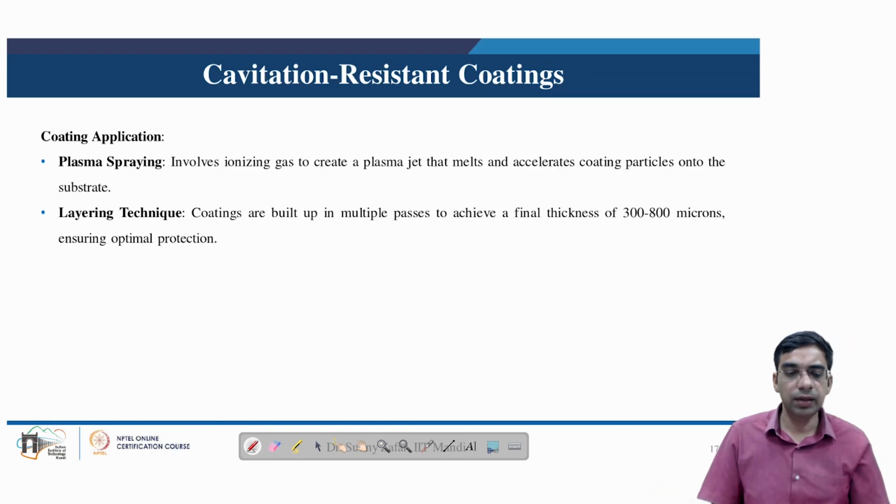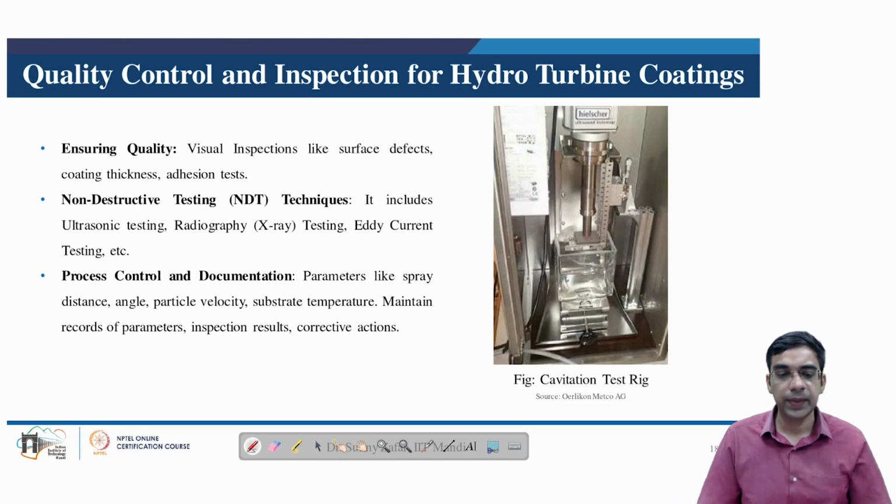The coating can again be developed using conventional thermal spraying like plasma spraying, which involves ionizing gas into a plasma jet that melts and accelerates the coating particles. Sometimes layering techniques may be used, with multiple passes, to achieve the final thickness between 300 to 800 microns, which ensures optimal protection of the hydro turbine parts.